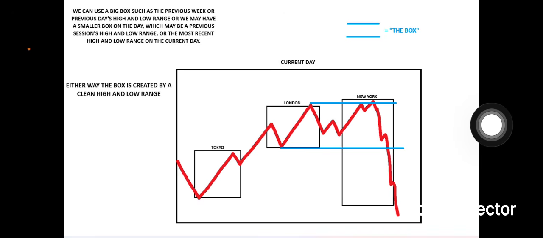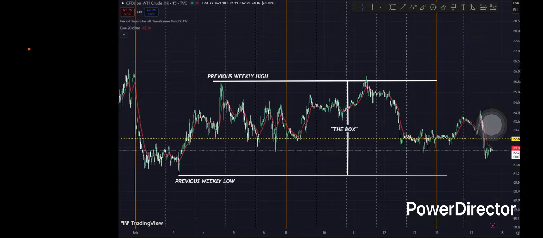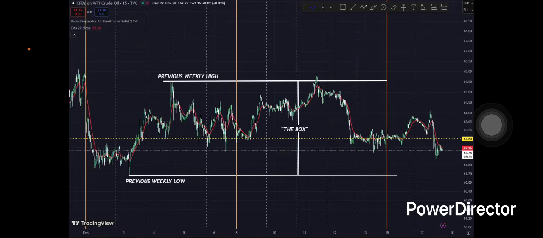Now let's look at these charts, and I'm going to drive this final point home for you. And hopefully this is going to bring a lot of clarity to your simple daily process. So here we're looking at oil from last week and the week before, the first week and the second week of February.